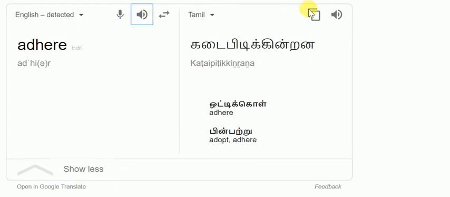In Tamil we can say கடைபிடிக்கின்றன, something we are following. That is called adhere. You can say adhere to traffic rules, adhere to the steps below, adhere to policies. Something we need to abide by and follow, that we can say is adhere.